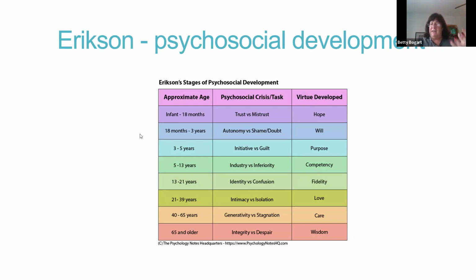Okay? So, industry, the house I built, the stuff I do well. Inferiority, I can't do that, and I really wish I could. And then the last one is adolescence, and its identity versus role confusion. But basically, adolescents are trying to figure out who they are. They're so confused.